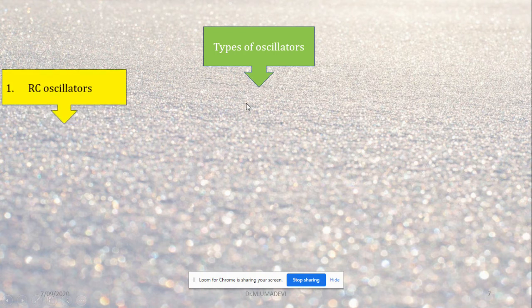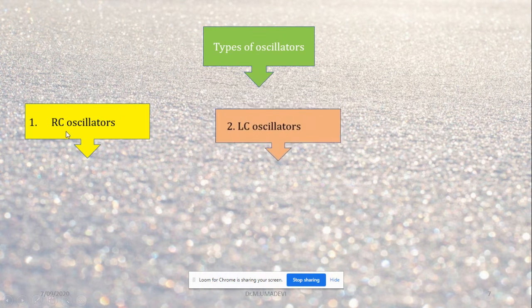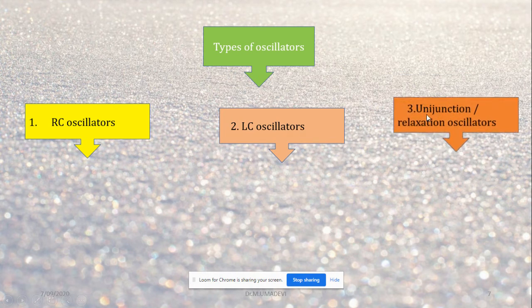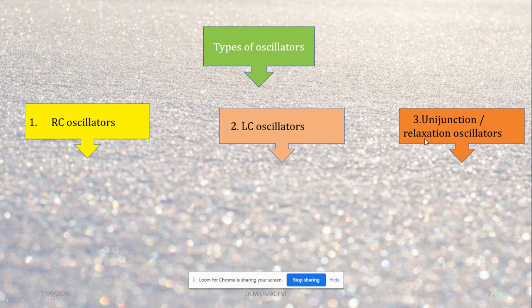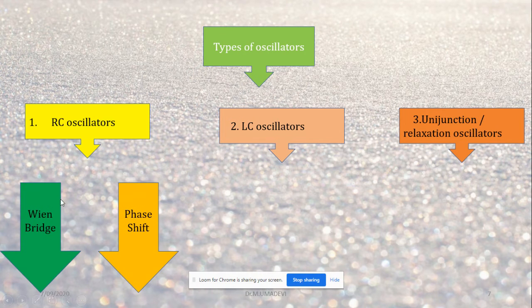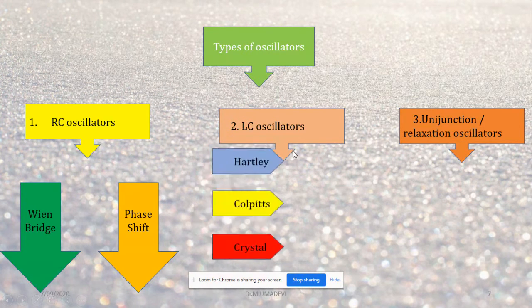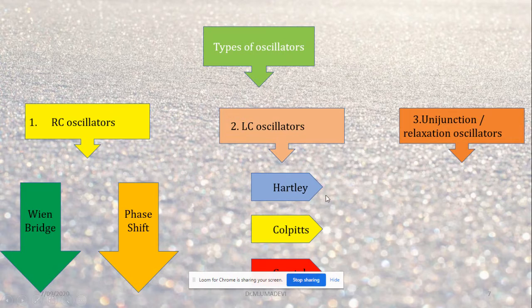Types of oscillators. There are three types. One is RC oscillators, second one is LC oscillators, the third one is unijunction or relaxation oscillators. In RC, we have two: one is Wien's bridge oscillator, second one is phase shift oscillator. In LC, we have three: Hartley oscillator, Colpitts oscillator, and crystal oscillator. And in unijunction, there is no subdivision. So these are the types of oscillators.